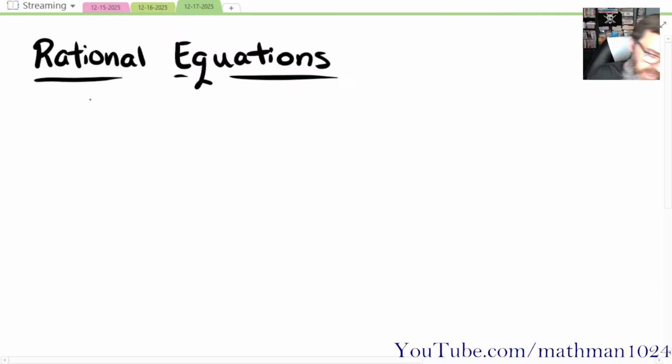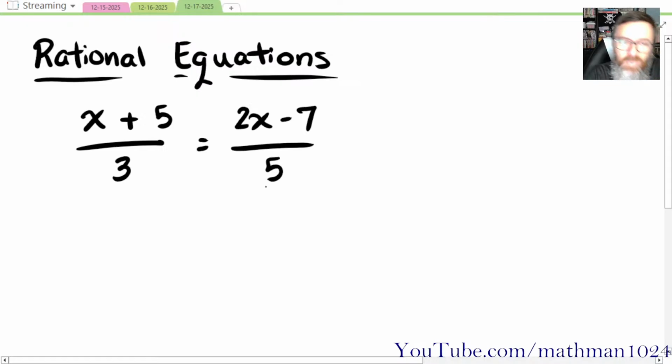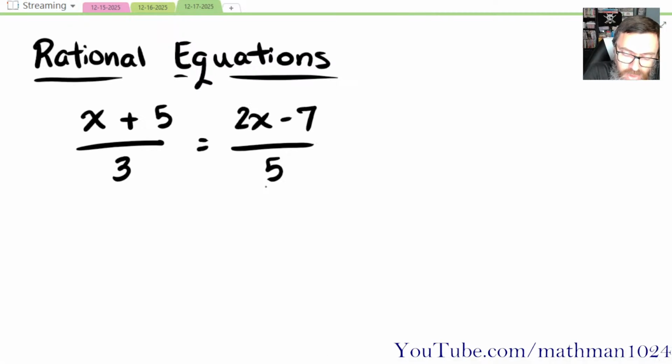So you could take something like this. Let's say (x plus 5) over 3 is equal to (2x minus 7) over 5. This is a rational equation. Now, in particular, this is what we call a proportion. So I want to make sure we're very careful about how we say things.